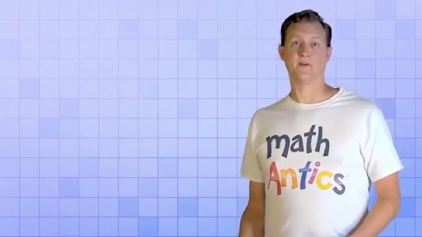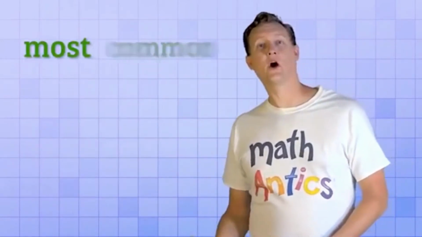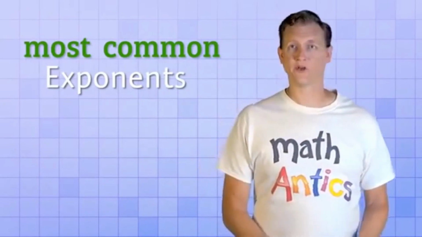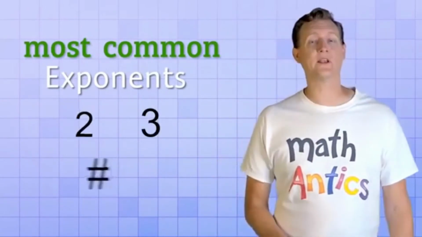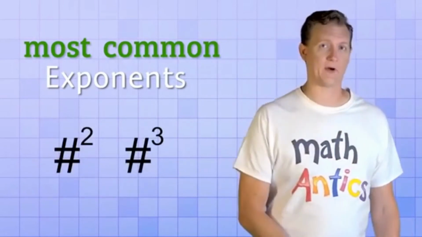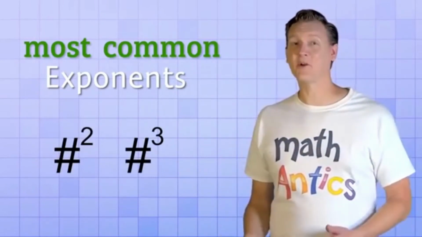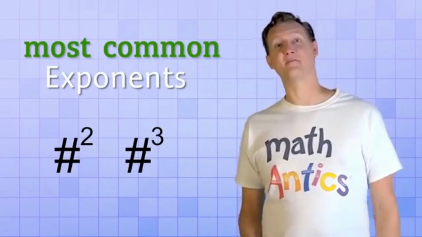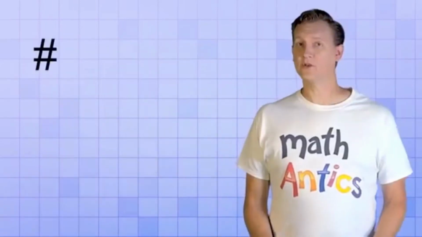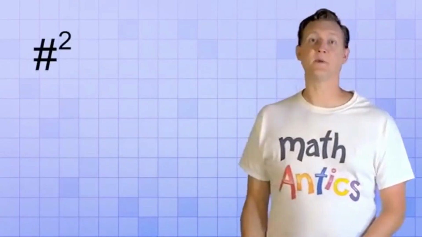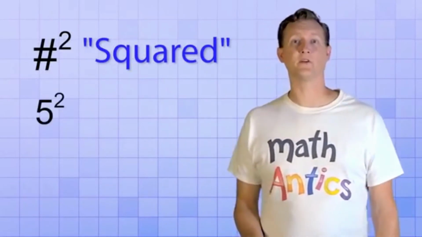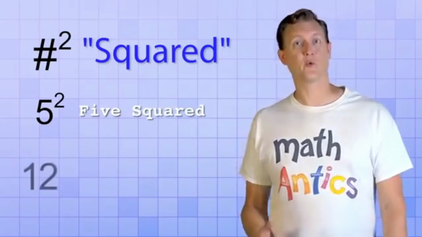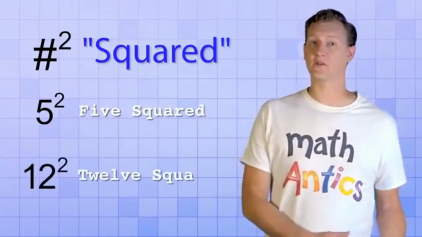In the last part of this video, I want to focus on the two most common exponents you'll encounter, which are 2 and 3. That is, you'll very often see a number raised to the 2nd power or to the 3rd power. In fact, those exponents are so common that they even have special names. When a number is raised to the 2nd power, we say it's being squared. So 5 to the 2nd power is also referred to as 5 squared. And 12 to the 2nd power would be 12 squared.